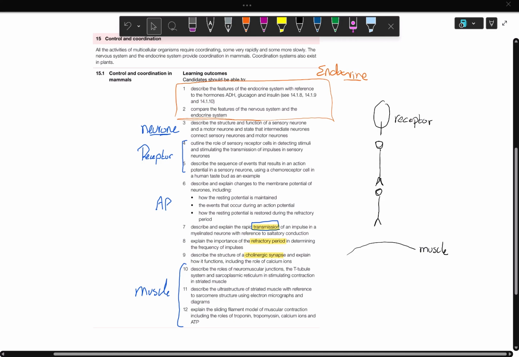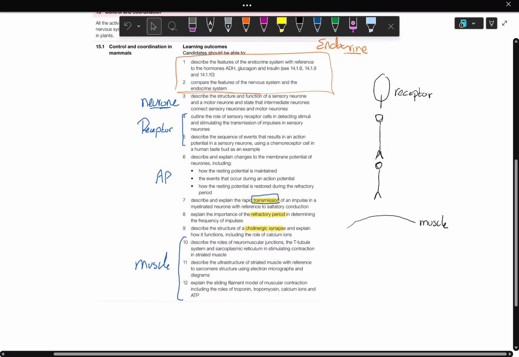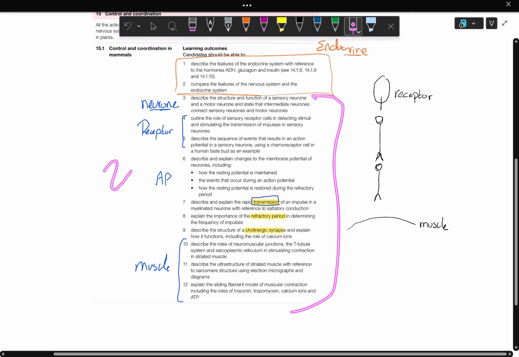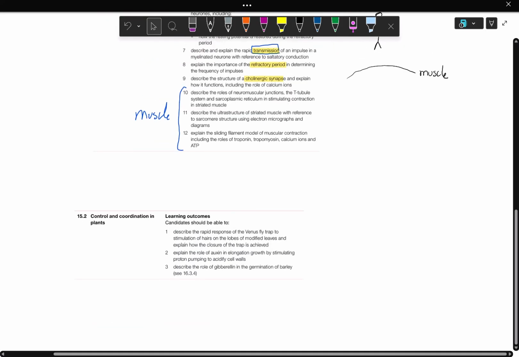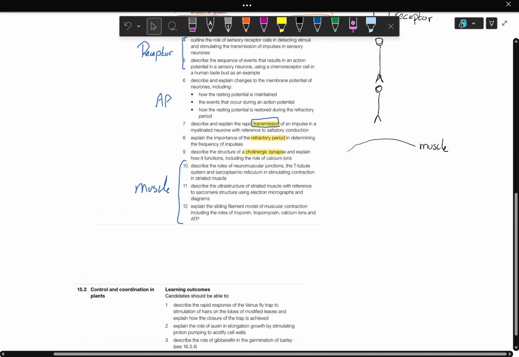Coordination and control has three subtopics in this chapter. Firstly, the part which compares the nervous system to the endocrine system, which we will do at the end of homeostasis, so it's kind of cohesive. Then the main bulk of this chapter is how action potentials are generated, how they are transmitted, and how they work on muscles, like in general how the nervous system works. And the last part is a little part about plant coordination, which we'll do at the end.